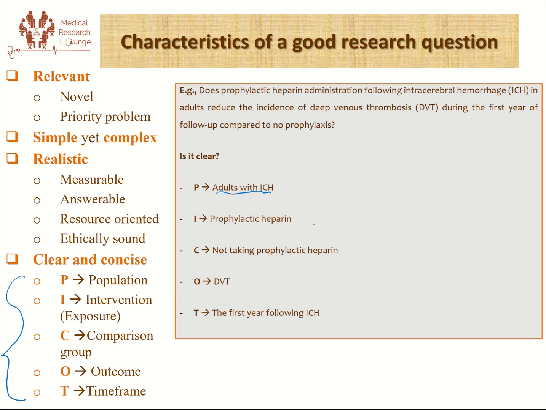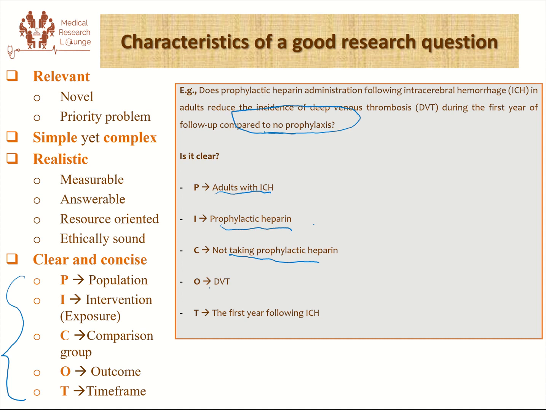And the intervention or the exposure that we want to give is the prophylactic heparin. We can get that. And the comparator groups are the groups who are not taking the prophylactic heparin. We said that compared to no prophylaxis. So it could also be giving a placebo treatment, or it could also be giving another gold standard treatment.